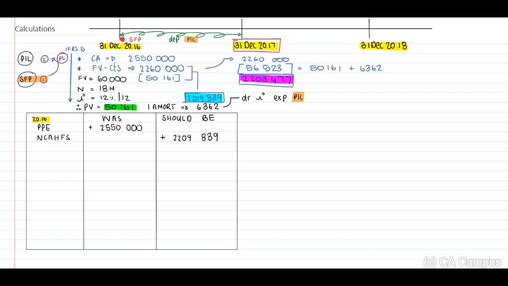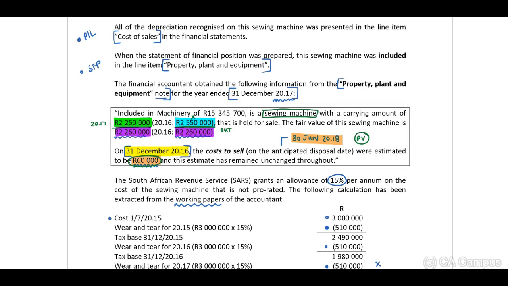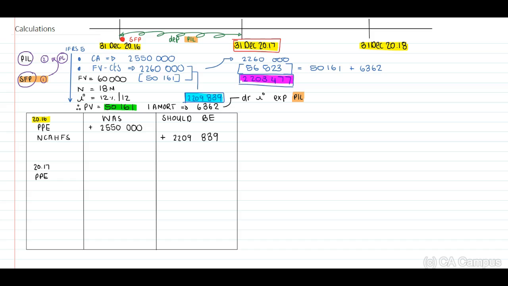Okay, in my table, 20.17, our PPE included an amount of 2250,000. Incorrect. Therefore, guys, let's include this. Our PPE had the amount of 2250,000, and our non-current asset held for sale should have been this 2203,477. Just quickly want to highlight these amounts for you guys.